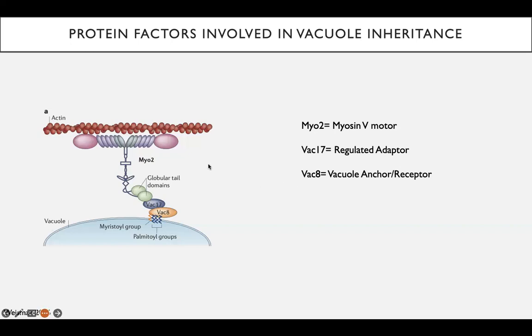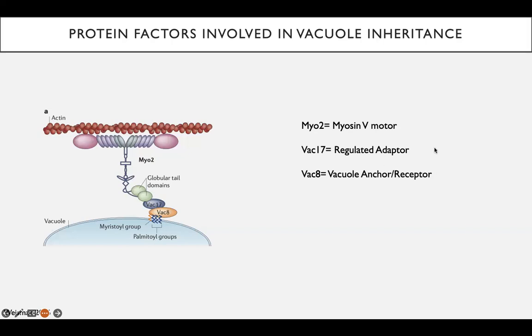And so in vacuole inheritance, how that works is that the motor is Myo2, this myosin 5 motor that walks along the actin cytoskeleton. And Myo2 interacts with this regulated adapter protein that's Vac17. And Vac17 connects the motor to the vacuole by binding to this vacuole anchor protein Vac8 that is multiply lipidated so that it's strongly associated with the vacuole membrane.